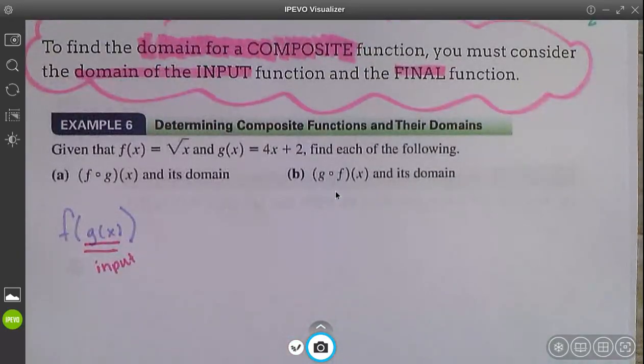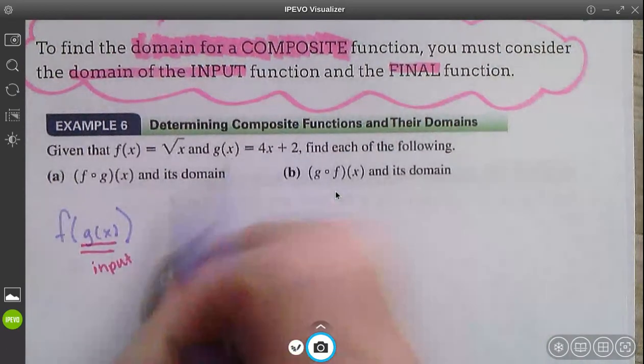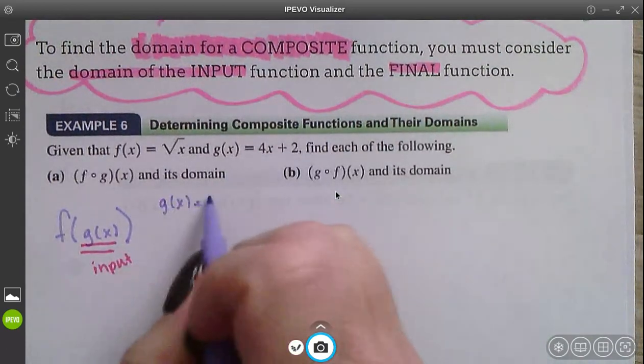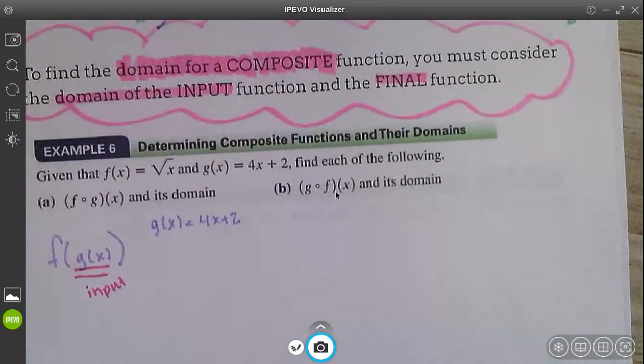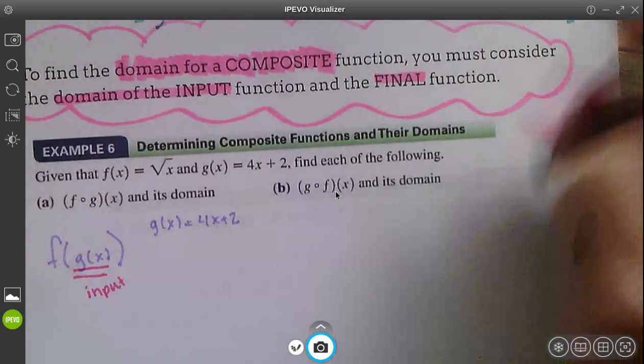So I need to find the domain for g of x. G of x was 4x plus 2. Remember that for domain, we really only have two things to watch out for.